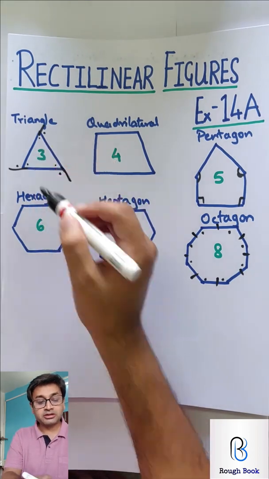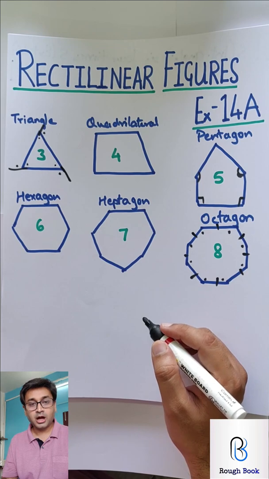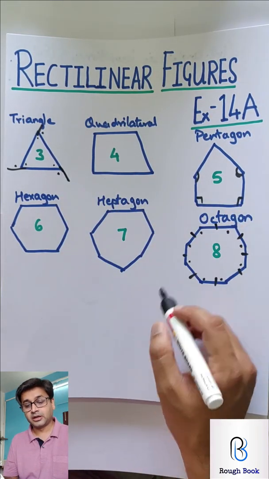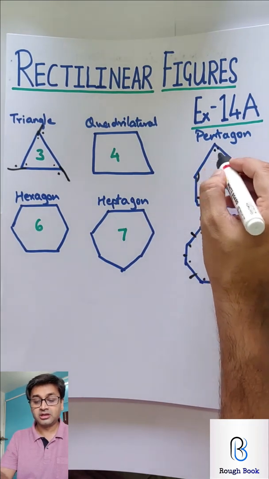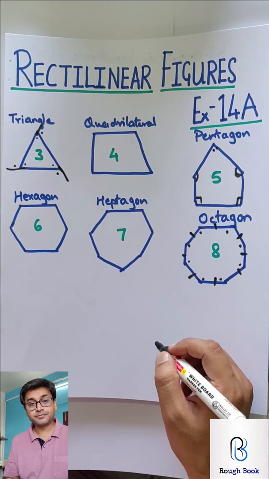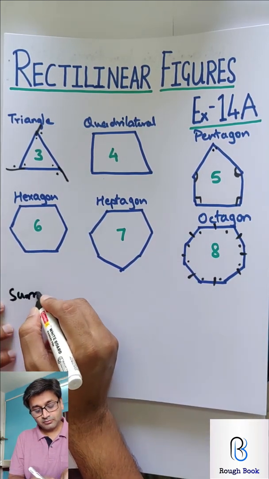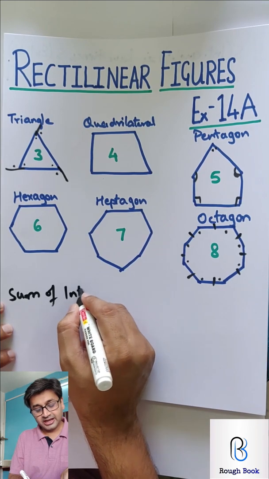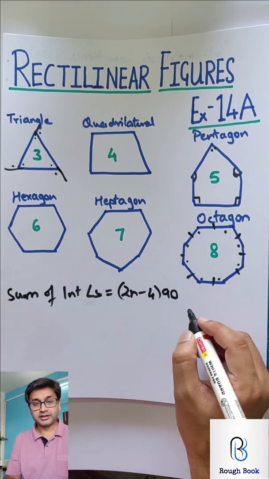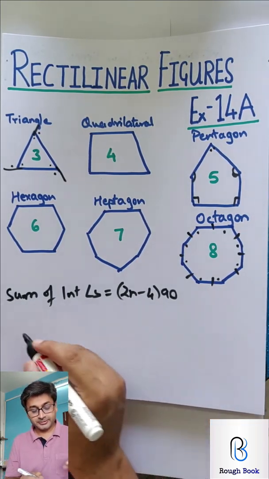Now the total of all the 3 interior angles in a triangle, how much? We already know it is 180. How about a quadrilateral? 360. These two we know. How about a pentagon? What will be the total of all the 5 interior angles? What about an octagon? So there is a formula which helps us. Sum of all interior angles is (2n minus 4) into 90. What is the formula? (2n minus 4) into 90.